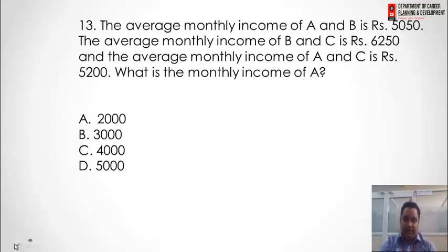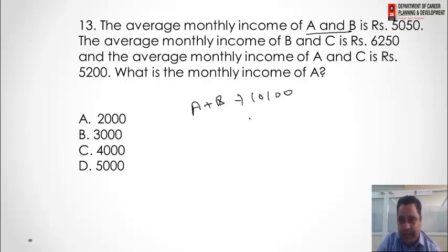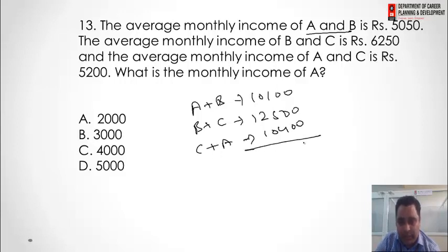Now the next question we have. In this question we have the average monthly income of A and B. It means the sum of their income is 10,100, that is 5050 into 2. Average monthly income of B plus C is 6250. If multiplied by 2, we have the answer 12,500. The third one is C plus A, which gives the sum of their salary as 5200 into 2, that is 10,400.